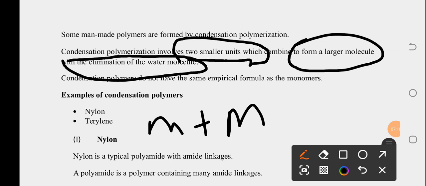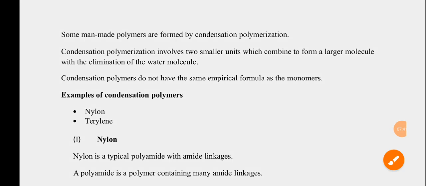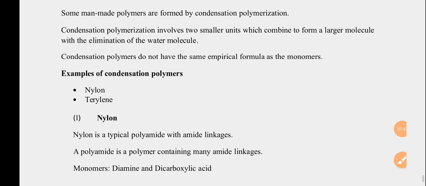Addition polymers are formed by the process which is called addition polymerization. But condensation polymers are formed by the process which is called condensation polymerization. In addition polymerization, only a polymer is formed. But in condensation polymerization, a polymer of course is formed, but also we have the elimination of a water molecule. I hope you are getting the point. Okay.